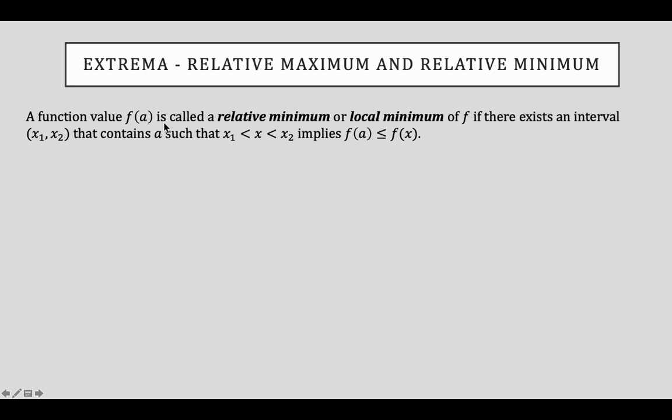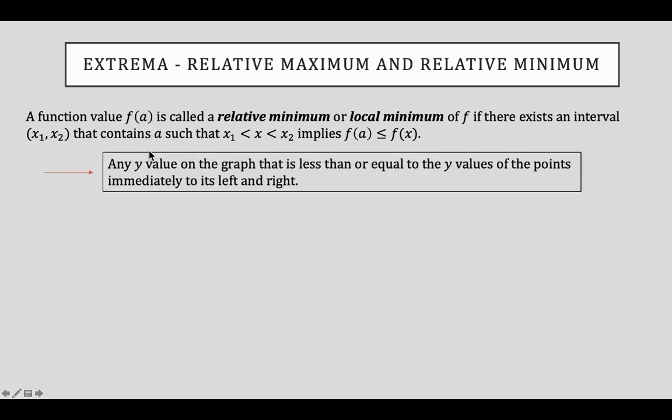All right, recognize here that we are talking about y values of a function. Whenever you see the term function value, we are referring to the y's, f of a. So here is what a relative minimum or local minimum is. And again, two different names. I will use them. They mean the exact same thing. Any y value on the graph that is less than or equal to the y values of the points immediately to its left and right. That is going to be a local or relative minimum.